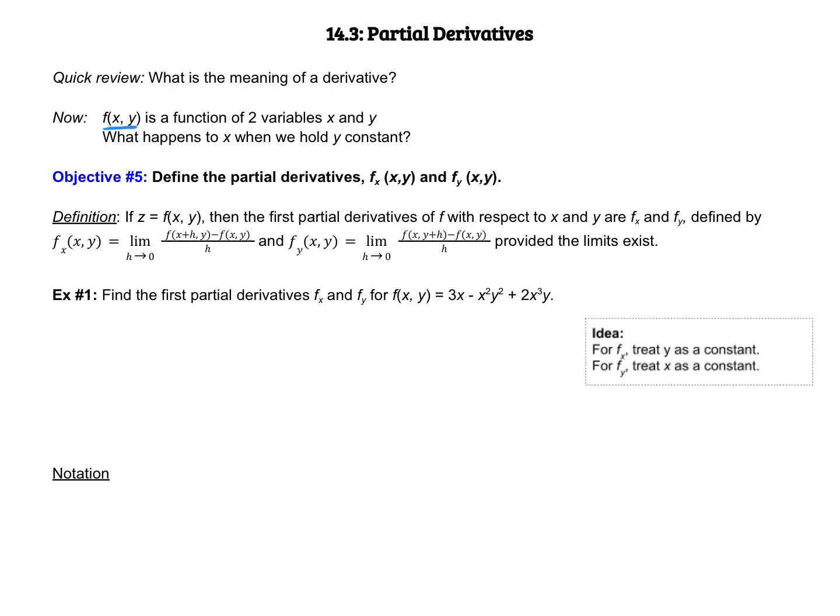So in this first objective, you can see a little bit of a sneak preview at our notation. So you'll see that little x and little y, that tells us our partial derivative. So partial derivative with respect to x, partial derivative with respect to y.